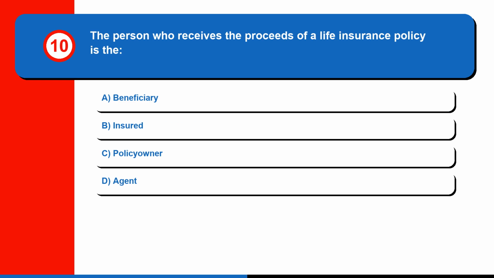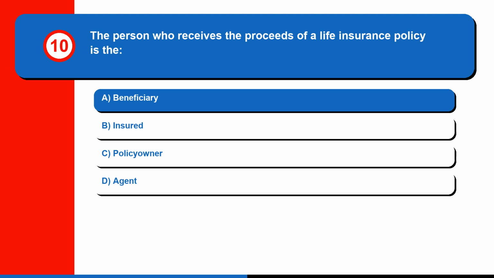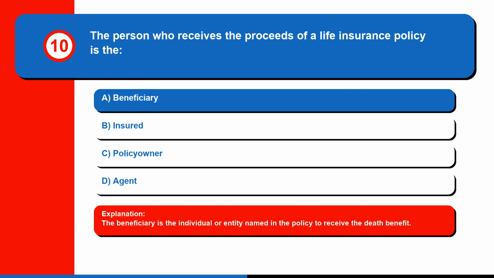Question 10. The person who receives the proceeds of a life insurance policy is the A. Beneficiary, B. Insured, C. Policy owner, or D. Agent. The correct answer is A. Beneficiary. The beneficiary is the individual or entity named in the policy to receive the death benefit.